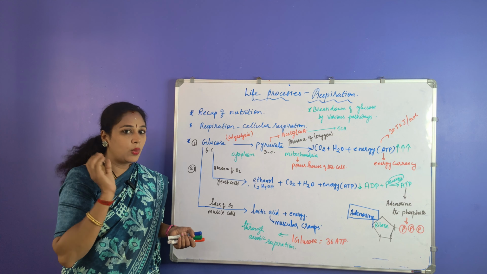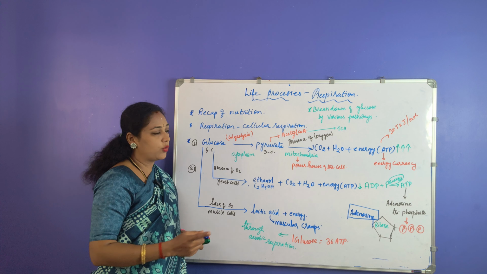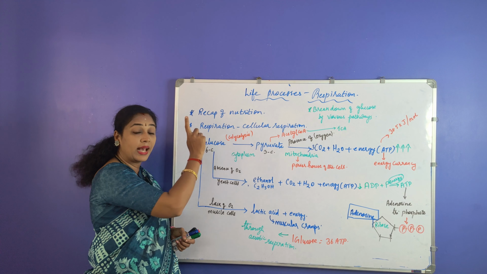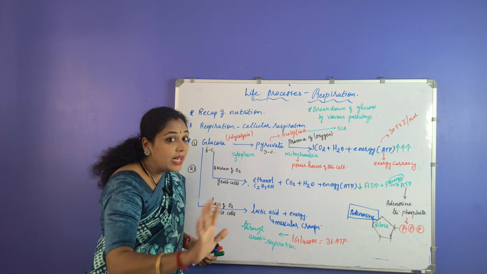Then this pyruvate is again converted to a substance called acetyl-CoA, but that is not mentioned in your textbook. Just for understanding, pyruvate is converted to acetyl-CoA, and likewise amino acids and fatty acids will also convert into acetyl-CoA, but through different pathways. I told you the glycolysis pathway; like that, they have different pathways by which acetyl-CoA is finally formed through different mechanisms.